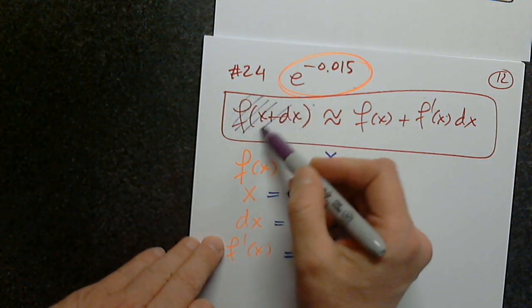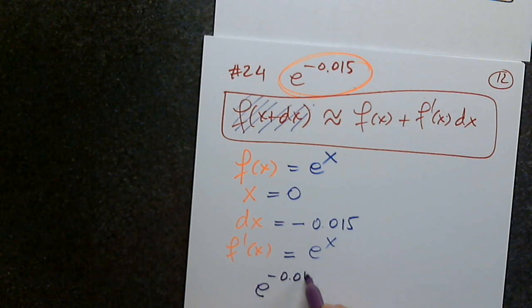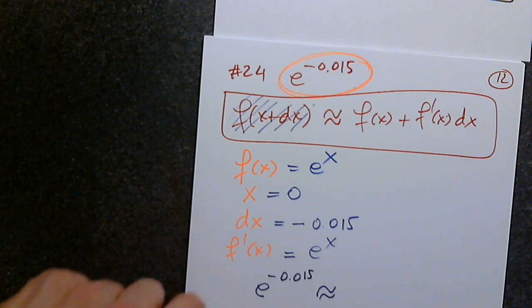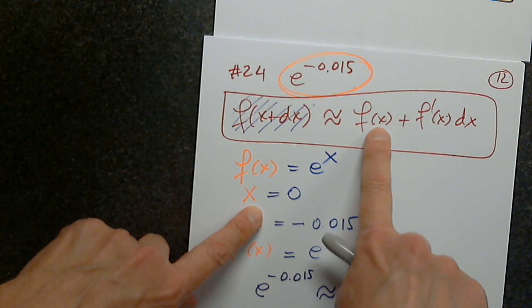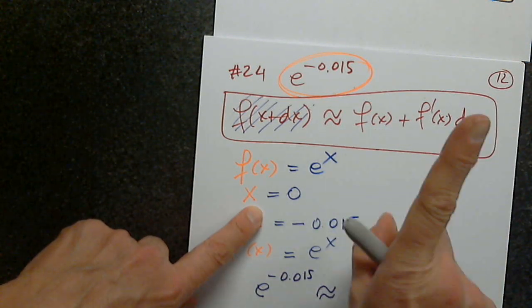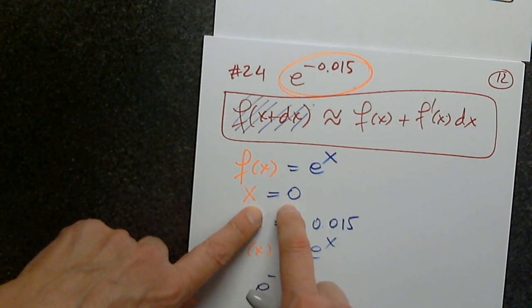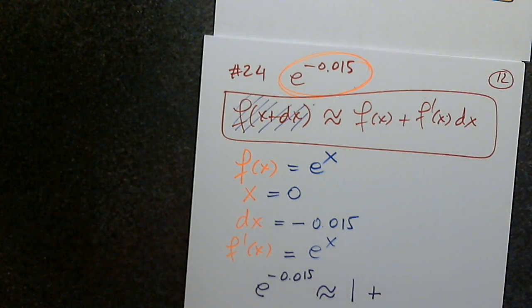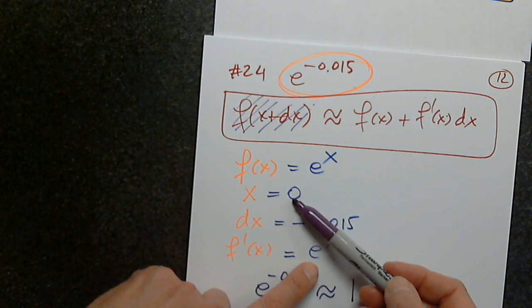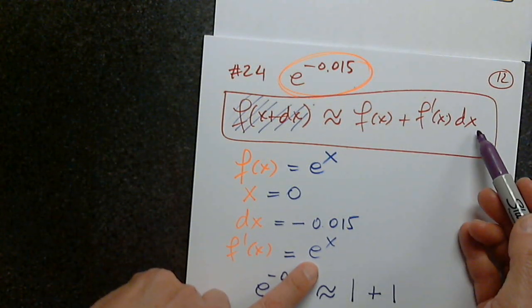This is what I'm looking for. So it's e to negative 0.015, approximately. Approximately what? e to x, where x is 0, 1, plus f prime of 0. Good. Times dx.